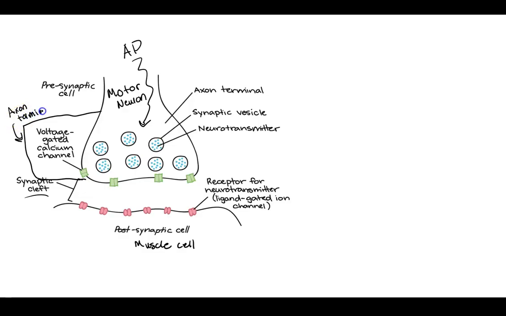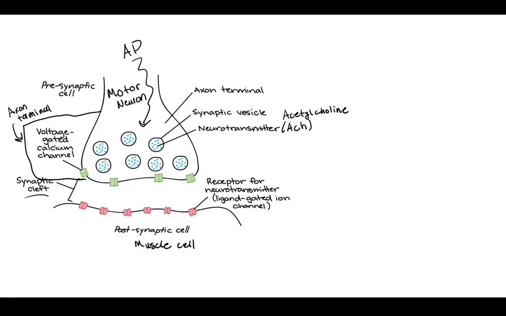Axon terminal. Within the axon terminal, we see that there are vesicles, and these vesicles contain neurotransmitter. The neurotransmitter that we're concerned with today is called acetylcholine, abbreviated ACH. So these vesicles are packaged with acetylcholine.